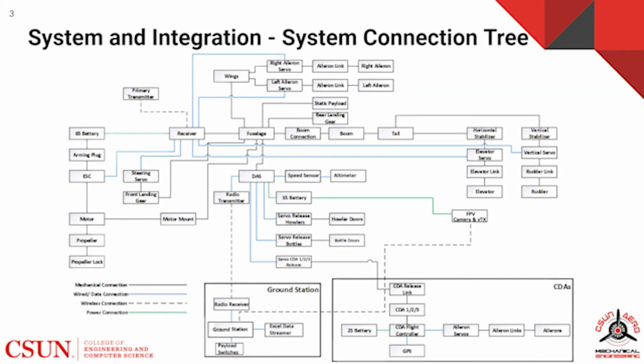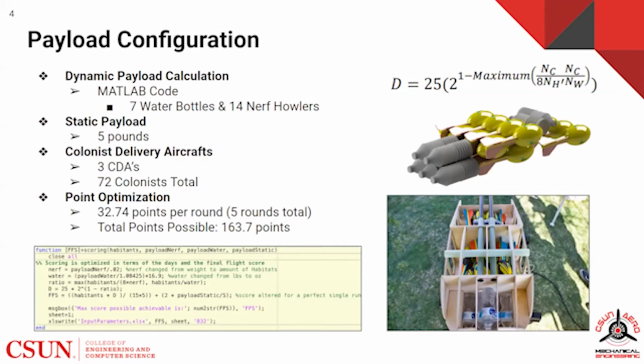Next slide, please. So next we will take a look at our payload configuration. The payload was optimized to maximize the points for the SAE competition. It was necessary to utilize the final flight score and the days of habitability formulas in order to understand and maximize the amount of points that would be achieved per flight. The payload weight plays a vital role in maximizing the points due to weight limitations and space constraints of the aircraft. The maximum payload for the team's configuration consists of 3 CDAs carrying 72 colonists total, and it also includes 14 habitats and 7 water bottles.